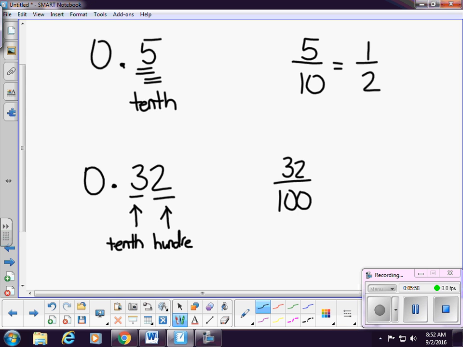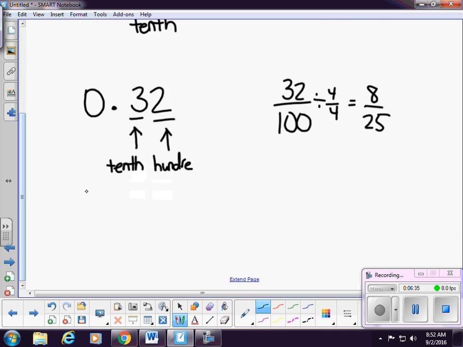Again, if you did not know the place value name, how many places after the decimal did I use? 2. So how many zeros am I going to use? 2 zeros. Now I would reduce, and this one I'm going to reduce by 4. That's going to be 8 over 25, because I always want your fraction in simplified form, the reduced version. So this may be where some of you still struggle a little bit in the reducing of fractions.